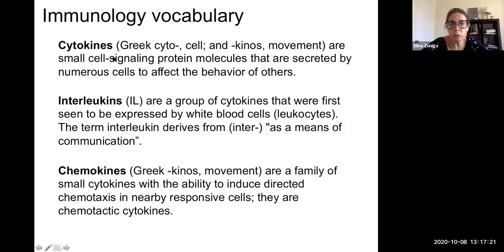So all cytokines and chemokines will always act on the cells that carry the receptors for these cytokines or chemokines. And we will see what the consequence of the cytokine binding to the receptor is. It is different for different cytokines.